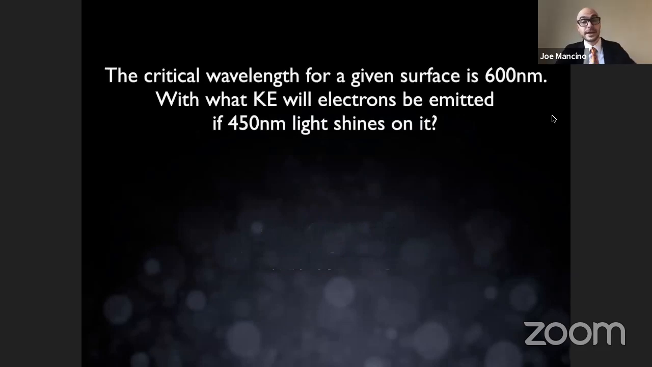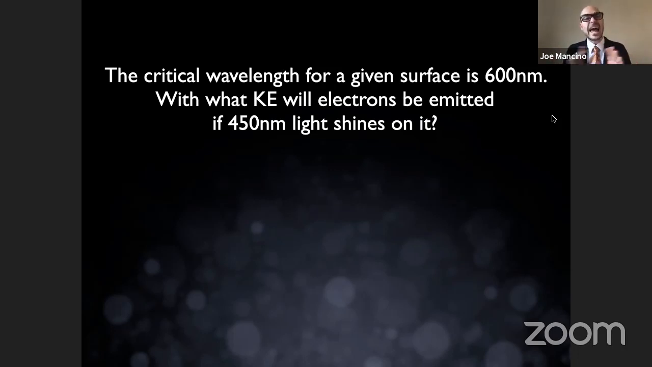All right, let's try a practice problem then. The critical wavelength, the cutoff wavelength for a given surface is 600 nanometers. With what maximum kinetic energy can electrons be ejected if 450 nanometer light shines on it? Now let's take this question apart.